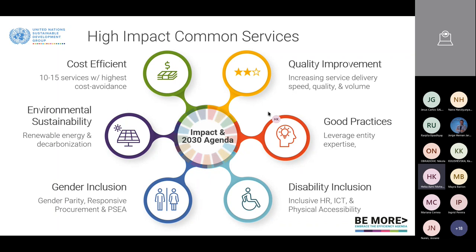We have to encourage good practices, leveraging entity expertise, and this is another area which the high impact common service focuses on. The next area is disability inclusion, and inside this area we have three aspects, which are inclusive HR, inclusive ICT, and physical accessibility. The fourth area is gender inclusion, and inside this area we focus on gender parity, responsive procurement, and PSEA. In the environmental sustainability area, we focus on two aspects, which are renewable energy and decarbonization.